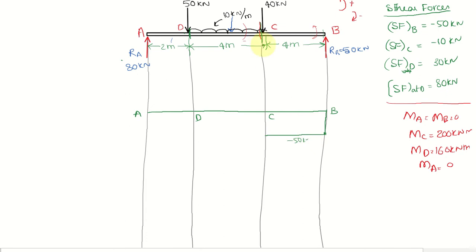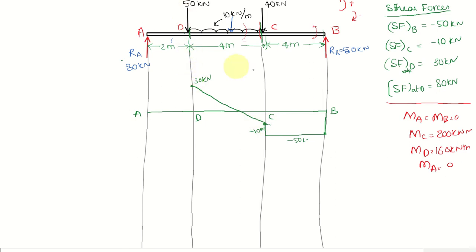And what happens there, here 40 kilonewton is being added up, at C it becomes minus 10, this is minus 10 kilonewton, and at D what happens, it becomes positive 30. So as you know, the shear force diagram relationship for UDL is a straight line. So let me join these 2 points with a straight line.